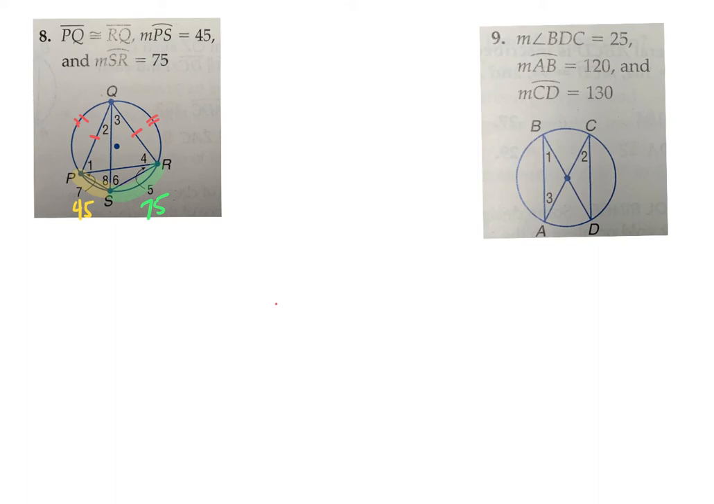So if we know the 45 and the 75, we can actually figure out the other two arcs. Because what should all of the arcs add up to? 360. So when you take 360 minus the 45 plus the 75, right? What do you get? Yes, you get 240. Which means each of those should be what? 120. So I know that this is 120 and this is 120.